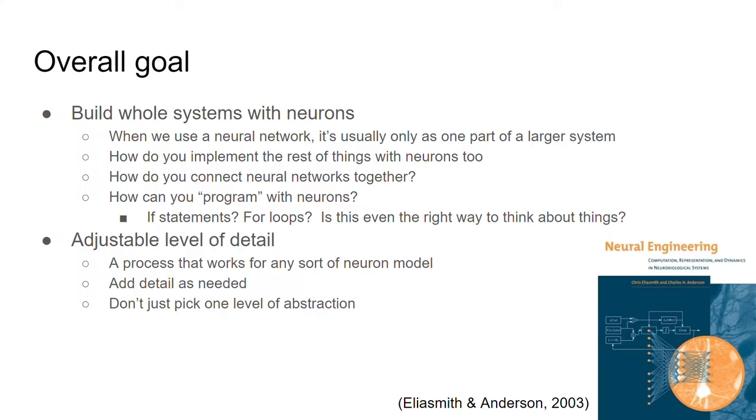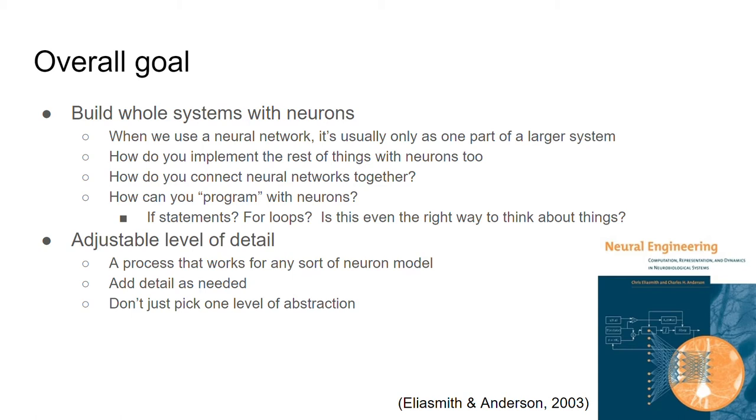But the goal is, I want to build whole systems out of neurons, because that's what brains do. With how people use neural networks in industry, they say, oh, I make a thing that recognizes images or that translates text. When you actually use such a neural network, you normally put a bunch of other code around it to make it part of a larger system. A self-driving car does not just use a neural network. It uses a couple of neural networks as different parts of it, and then lots of other techniques connecting it all together.